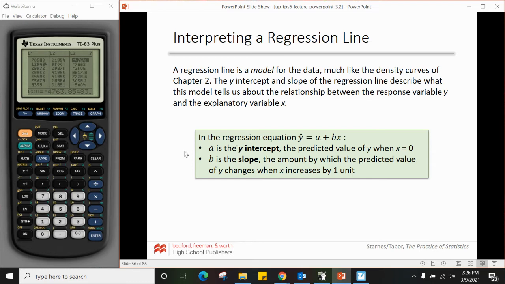We know our regression equation is y hat equals a plus bx. I was thinking about my algebra 2 with all of our exponentials. So this is a linear regression: y hat equals a plus b times x. A is my y-intercept, basically the predicted value of y when x equals 0. And b is the slope, the amount by which the predicted value changes when you increase x by 1 unit. We should be pretty familiar with what slope is. As you change x by 1 unit, how does y change? That's what my slope is.